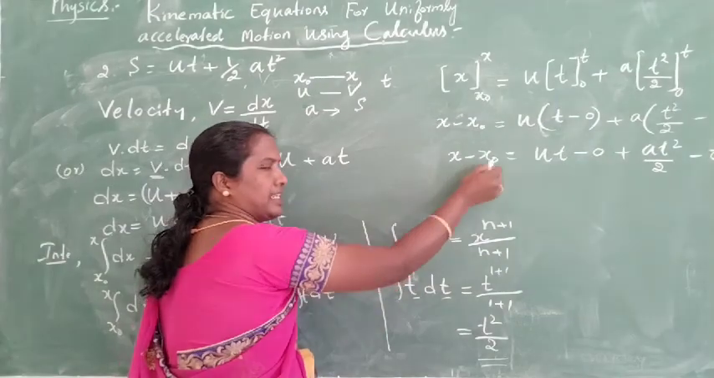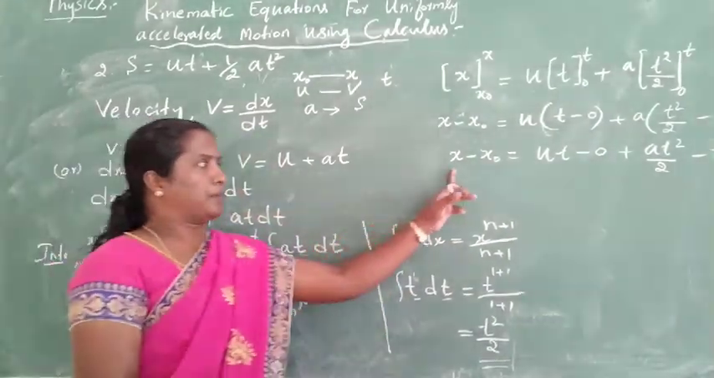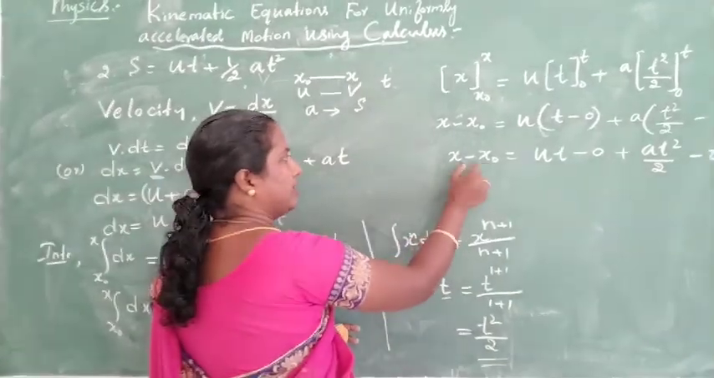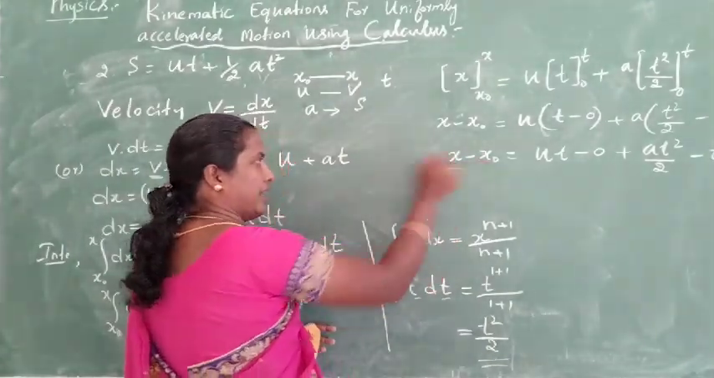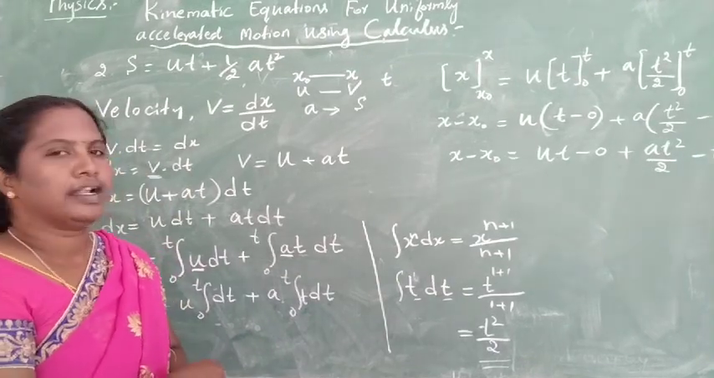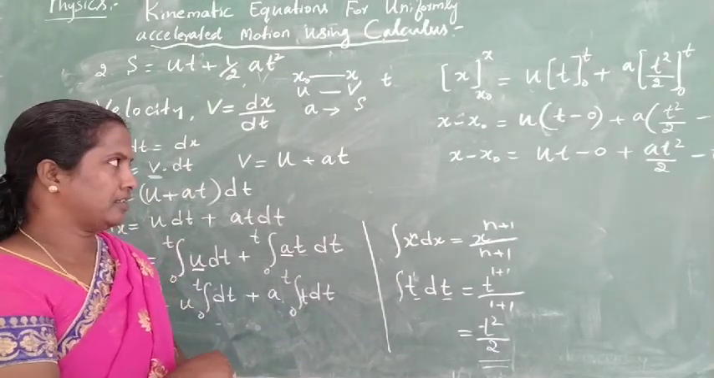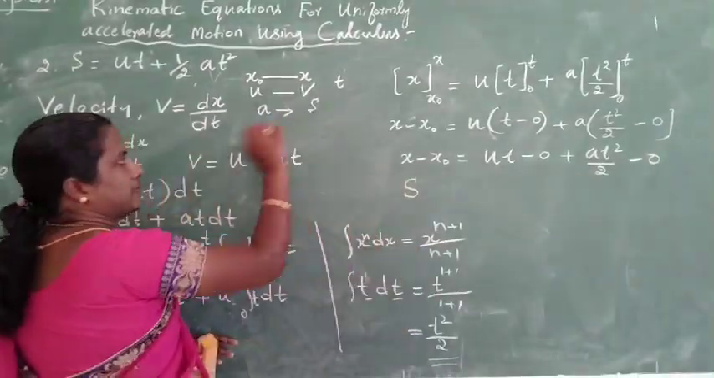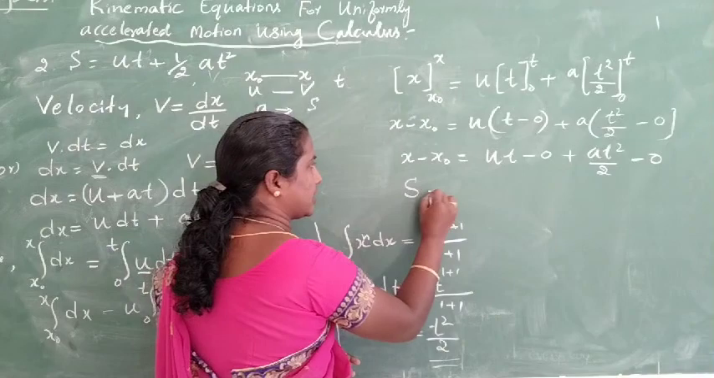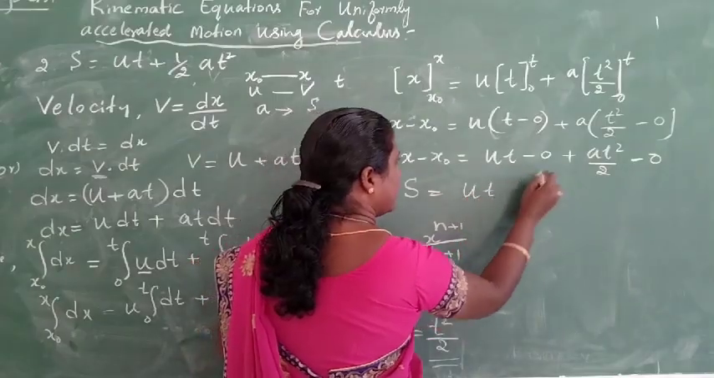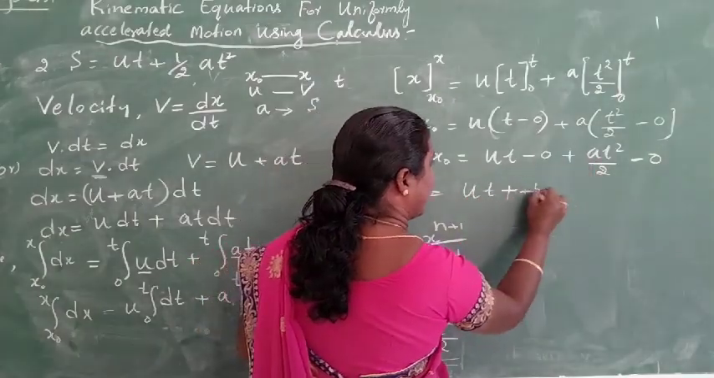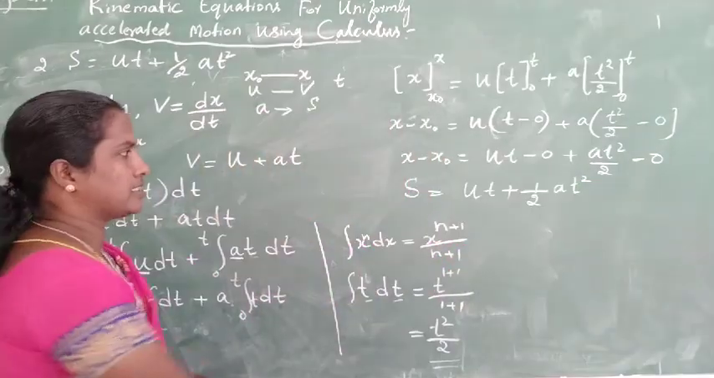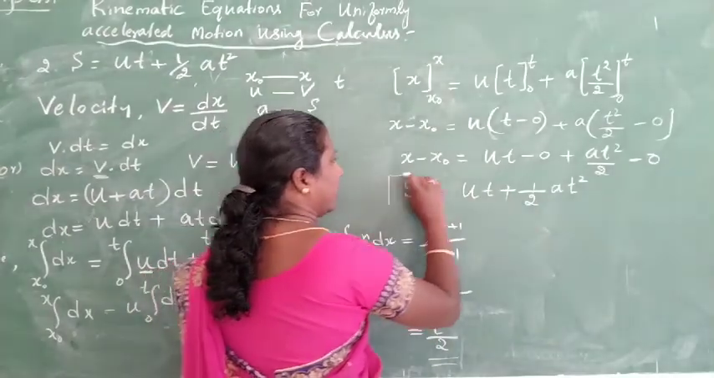Here what is x and x naught? X is the final position, x naught is the initial position. So what it represents, the final position minus the initial position, will give the displacement of an object. Therefore, this can be written as s, displacement is taken as the s value. We can represent s is equal to ut plus half into at square. So s is equal to ut plus half at square.